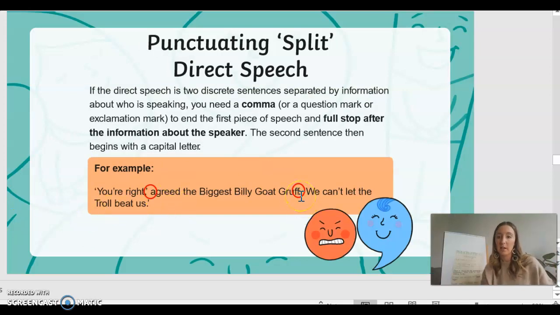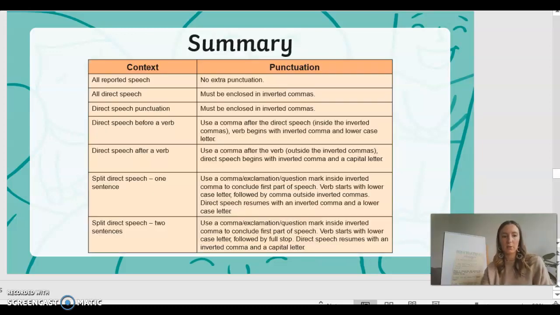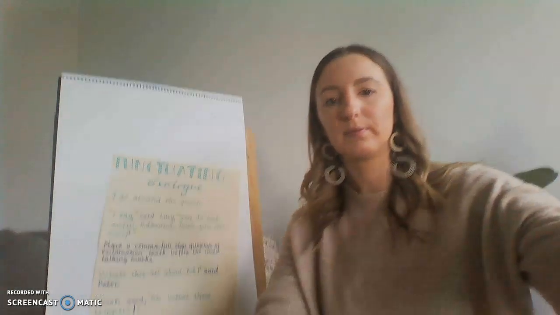Sometimes it can be separated into two, where we do put a full stop and then a capital letter and the talking mark. So let's delete that, it's not important. And then there's a summary of how to do it. So let's look at some examples.